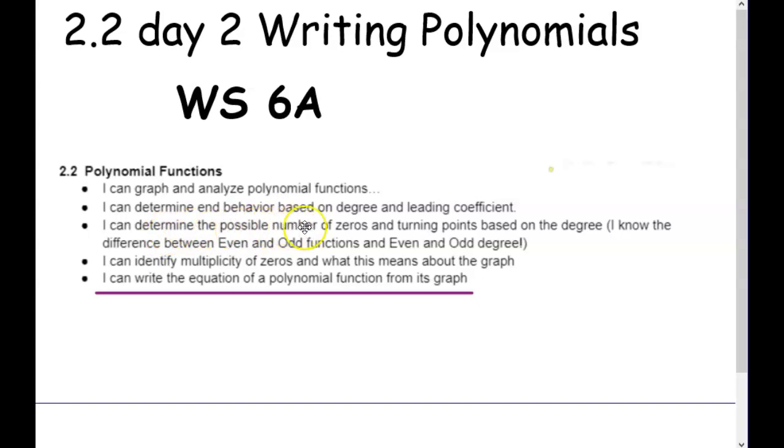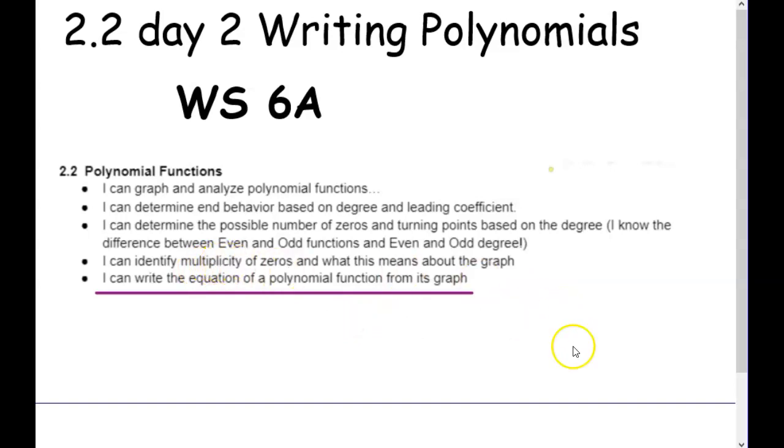I can determine the possible number of zeros. Do you remember how that goes? If you know the degree, then that's the same as the possible number of zeros, right? Doesn't always mean it's the same, but it's possible. Maximum number of zeros is the same as degree. And turning points, do you remember how that goes? One less, okay? So the degree minus 1 gives you the possible number of turning points. And what are turning points again? Maxes and mins, okay.